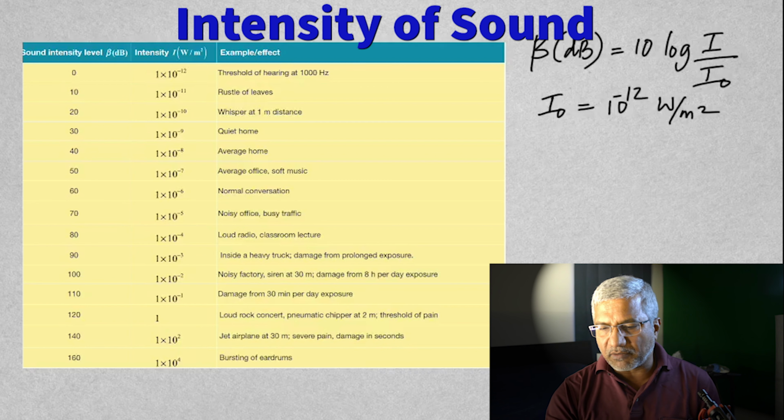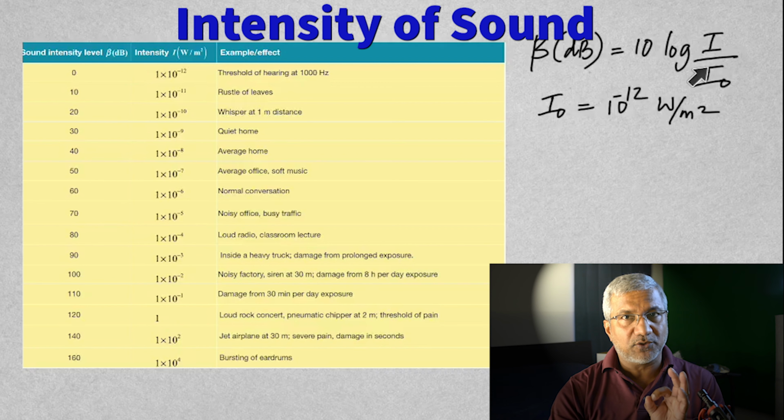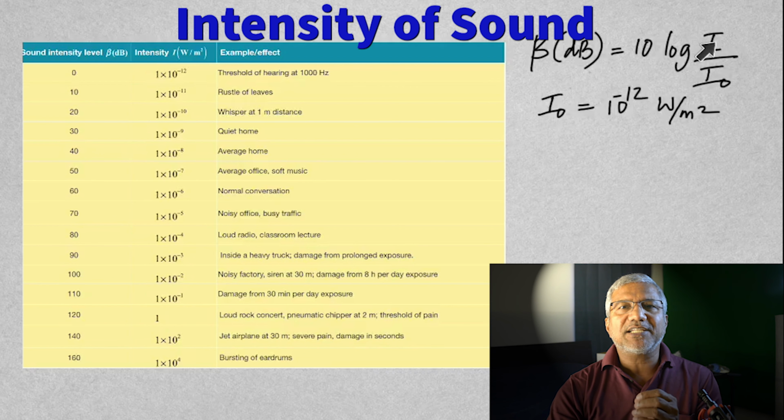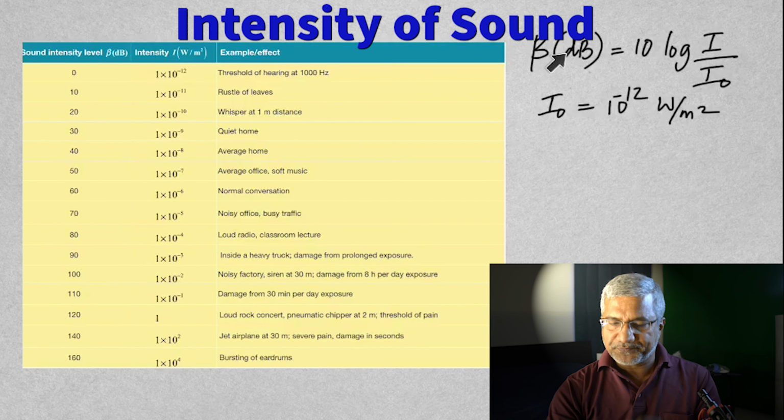And when you do the math, if you put the intensity of sound as 10 to the negative 12, then you're going to get both as 10 to the negative 12. So that will be log of 1, right? Log of 1 is 0. So 10 times 0 will give you 0. So if I is 10 to the negative 12, in decibels, you're going to get 0.